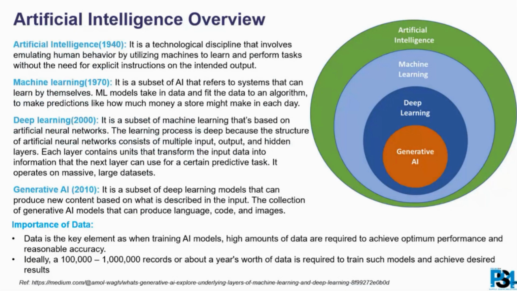Irrespective of whichever area we are talking about, data is the key, and building AI models is also important. Ideally, 100,000 to 1 million records may be required to train some of the models, and this can be achieved in different ways, either with our own data, or since it is on a cloud platform, we can train the model using different data available.